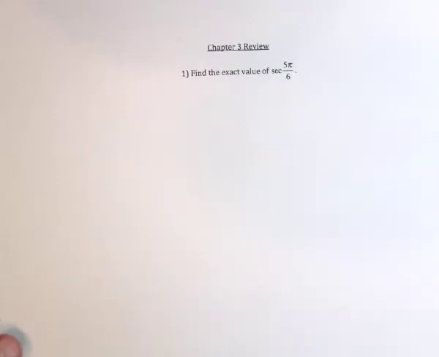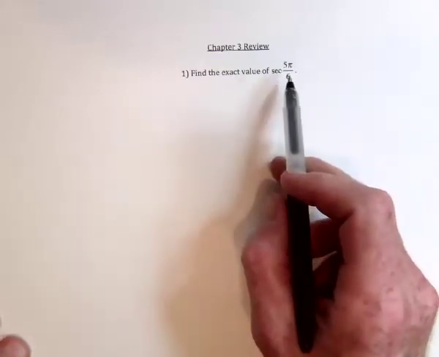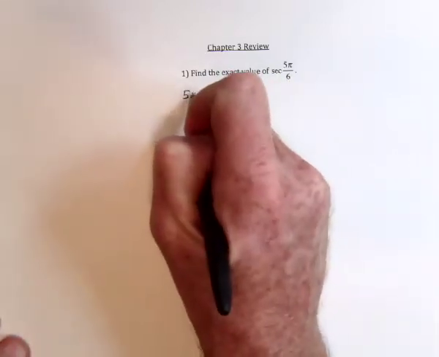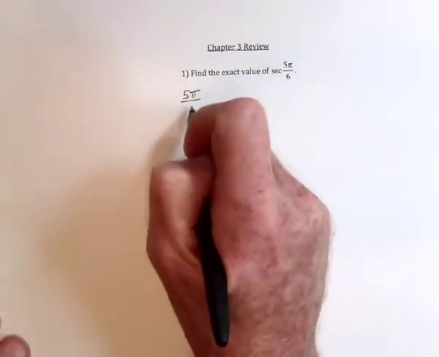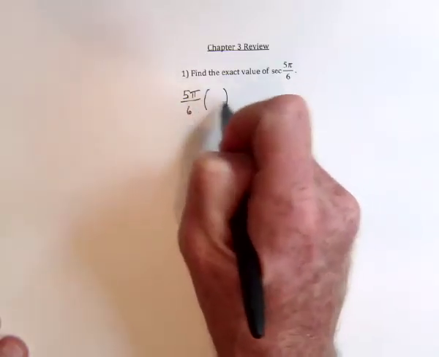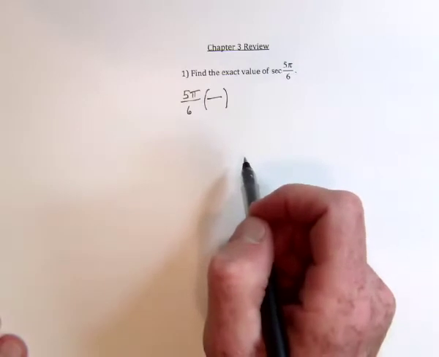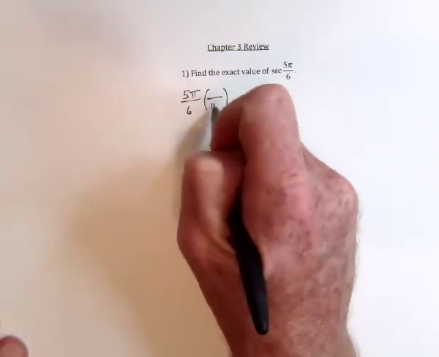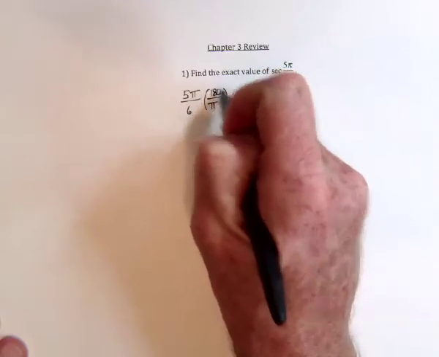So finding the exact value, I'm going to first of all change this to degrees, and it's most likely going to be 30, 60, 90, or 45. Those are about the only ones we can do for exact values. So then I need to divide by pi and multiply by 180.